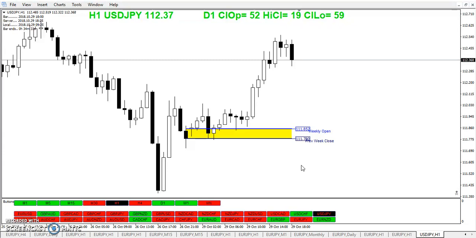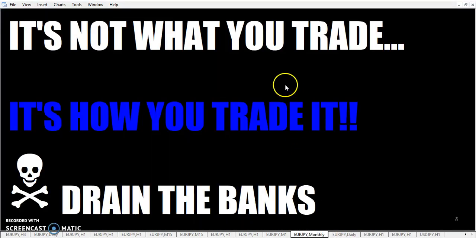So I hope that helps answer the question from the trader wanting to know more about the weekly open and gap. So we've got the weekly open cross trade, we've got the gap fill trade, and we've got the gap zone trade there, just off of 2 horizontal lines. Well, plenty of pips to be had. And it's up to you. Because remember, it's not what you trade, it's how you trade it. So get out there and drain the banks this week.